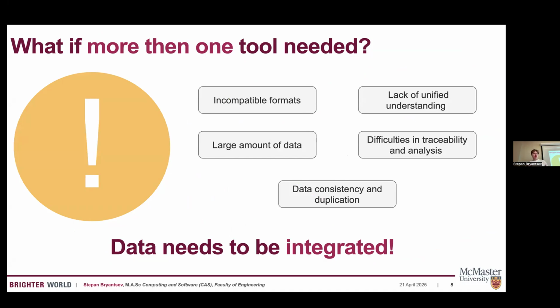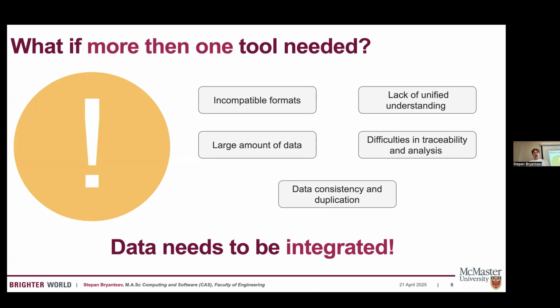So the first problem is the incompatible formats. Each tool gives you information in a different format with a different interface. So it is hard to work with more than one tool. Another problem is the large amount of data. Working on large systems, we have this problem of the large amount of data that is very hard for a developer to understand. That's why we need some external helper.